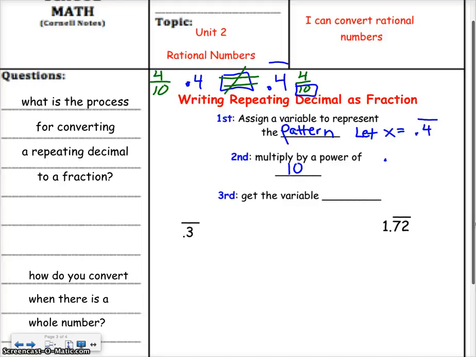Okay, so this is really 0.444444 all the way to infinity. Do you agree with that? Well, I want to get the pattern to the left of the decimal, so I want to move the decimal one spot. Then 10x would equal, because x is the pattern, 10 of them gets the pattern over, and then I get 4 repeating forever. Okay? And then we're going to solve. So I'll get the variable alone. Watch, you're going to see me do this.